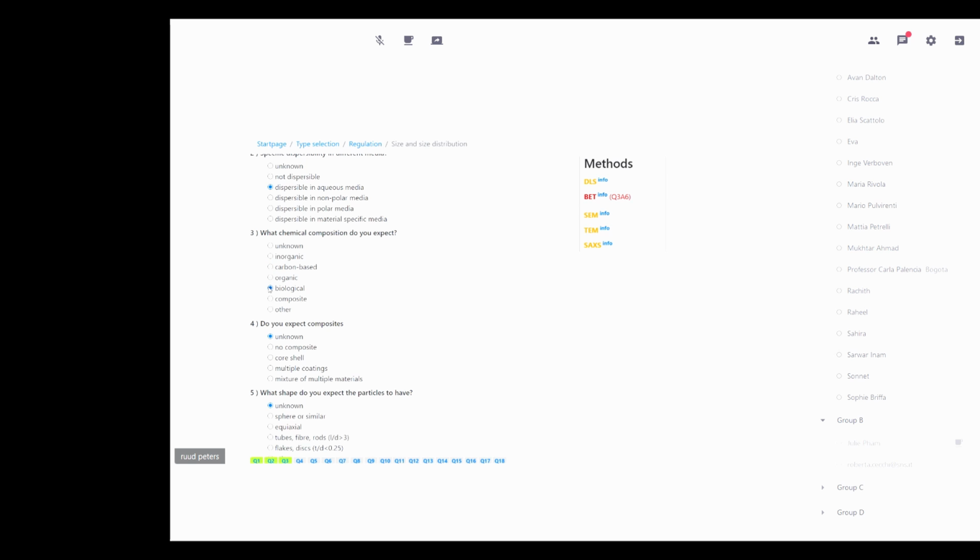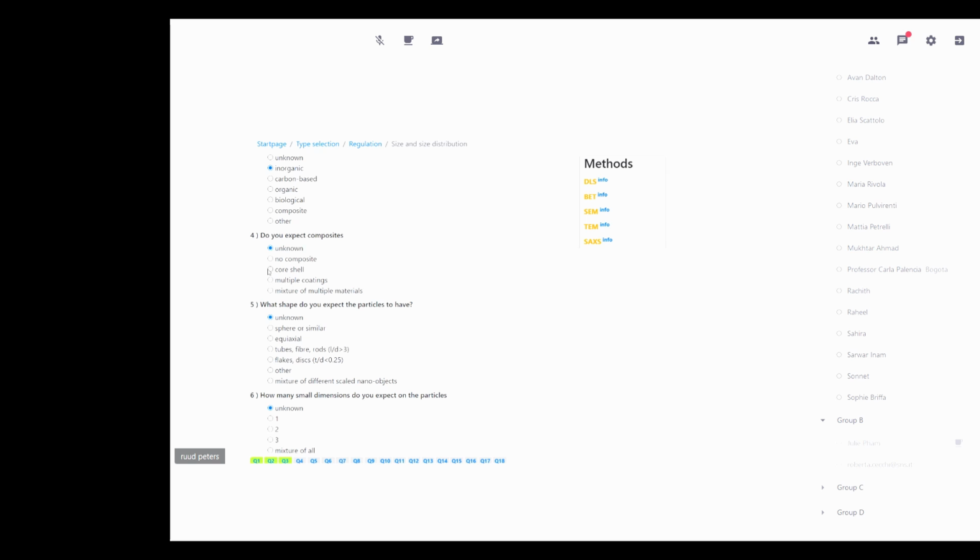Biological, PET goes out because that won't work for biological materials. Composite is possible. And if we choose other, you can see DLS is also out of the question. Let's leave it here at inorganic. Do you expect composites? Well, I should have mentioned that here, of course, but it may be no composite, no problem, but in this case, composites are still possible for all methods we have here.